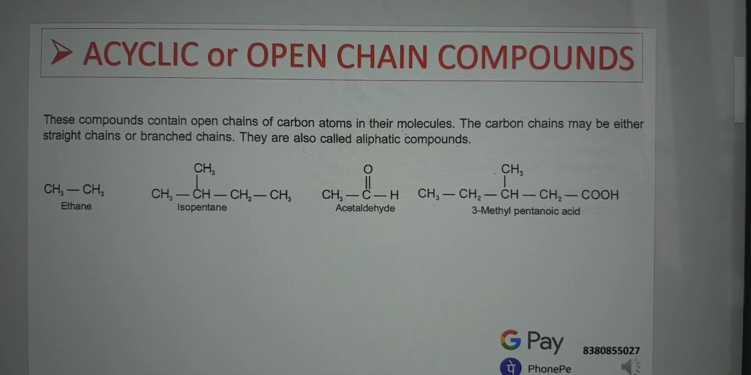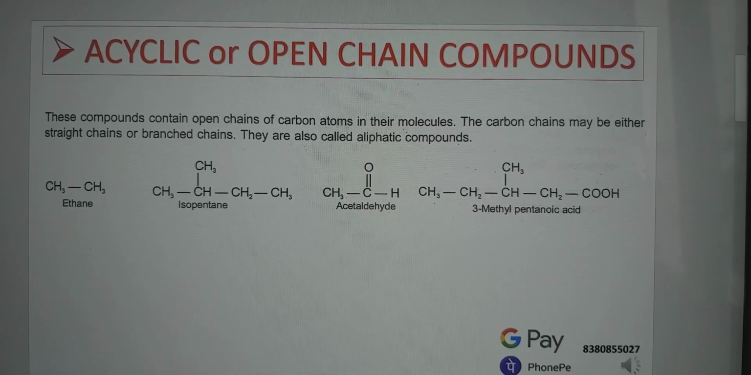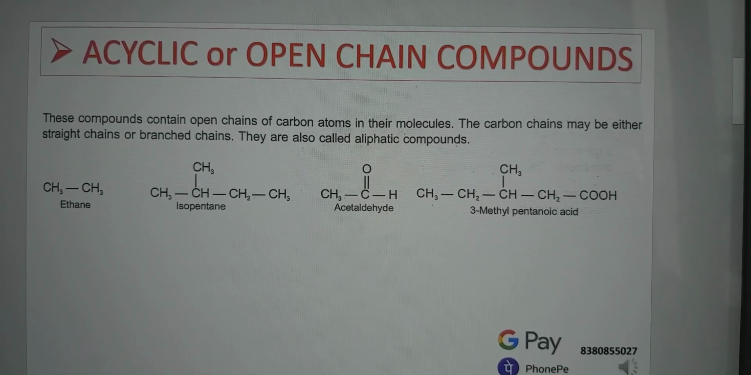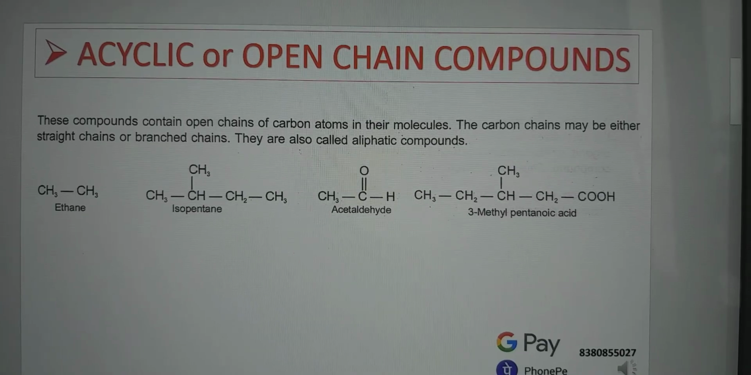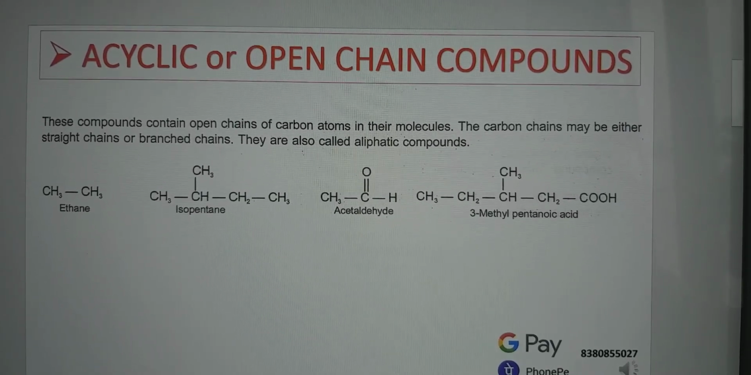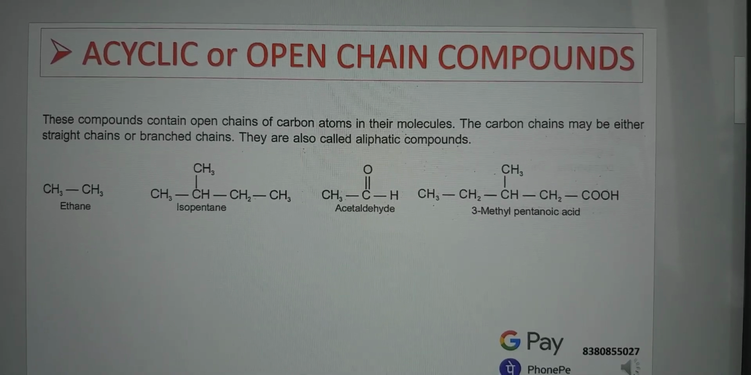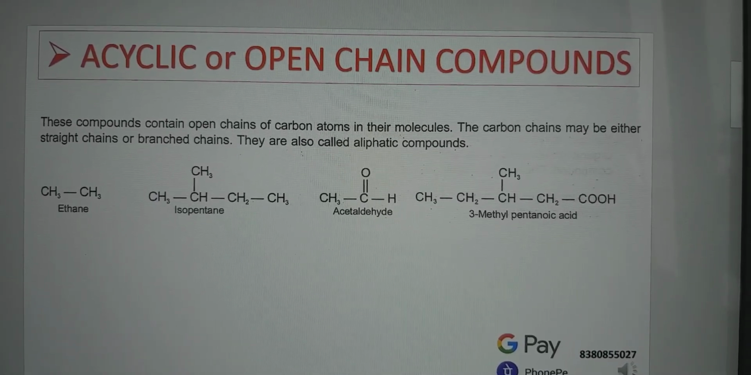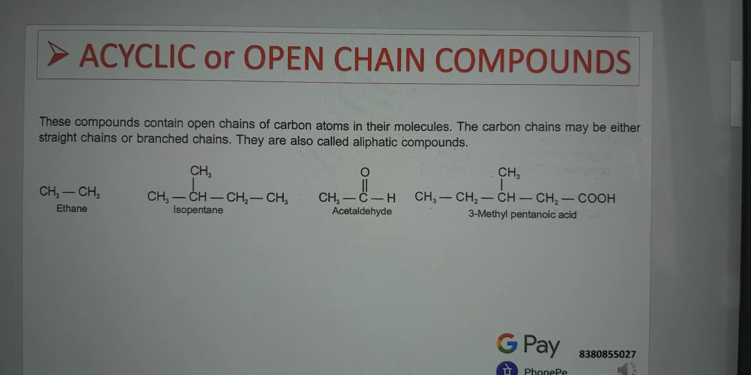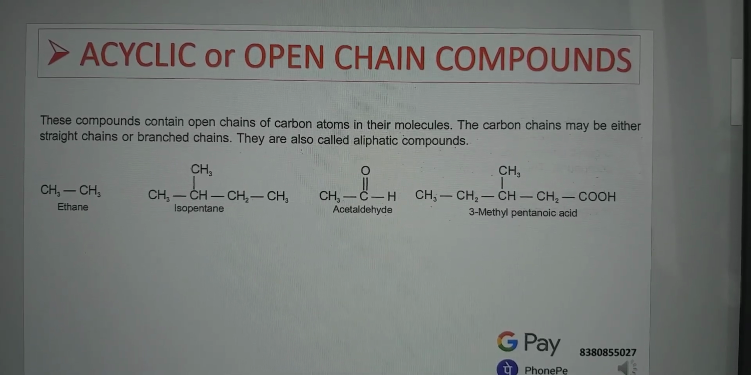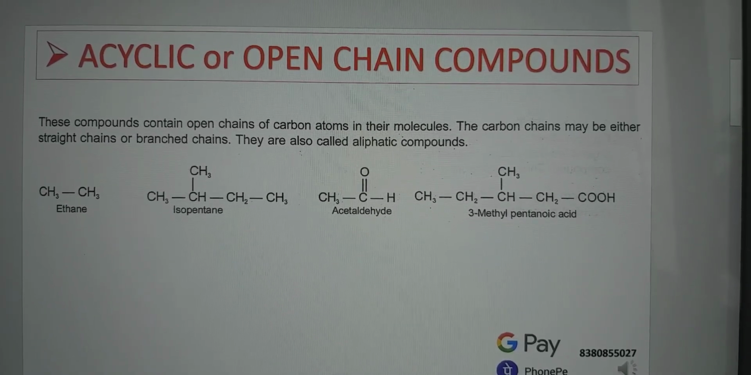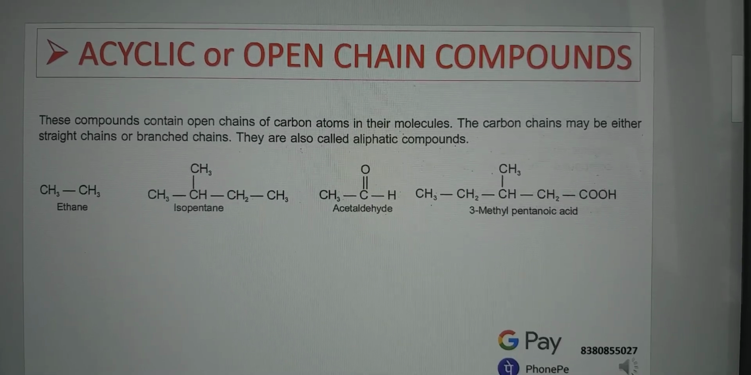Given below are a few structures. First one is ethane, second one is isopentane, third one is acetaldehyde, and fourth structure is 3-methyl pentanoic acid, which is having a methyl group at its third position, and attached with it is pentanoic acid.